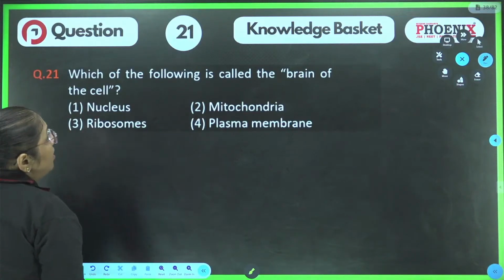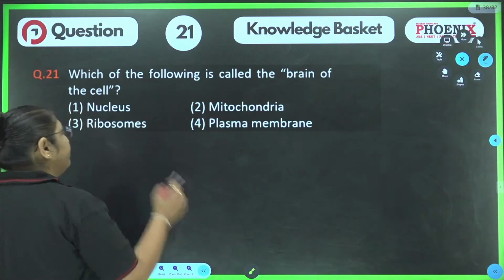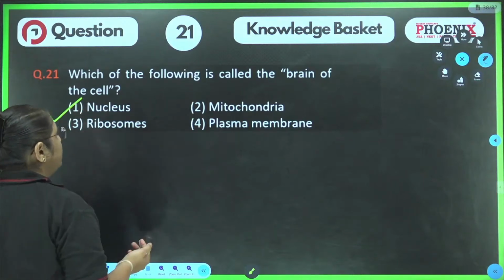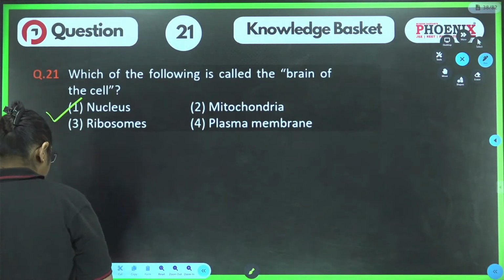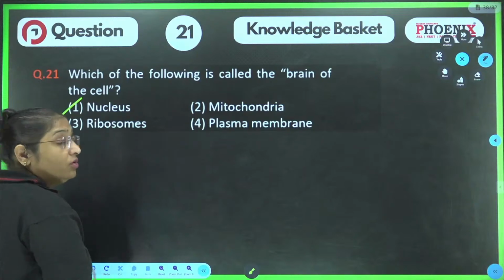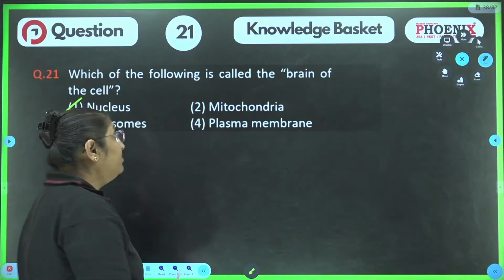Which of the following is called the brain of the cell? Nucleus. It is the main center of the cell which controls mainly all the metabolic activities.